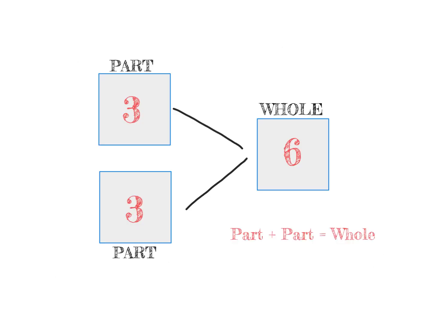This is a picture of a number bond. A number bond shows parts and a whole. Here we have our parts as 3 and 3. So 3 plus 3 equals 6. So a part plus a part equals a whole.